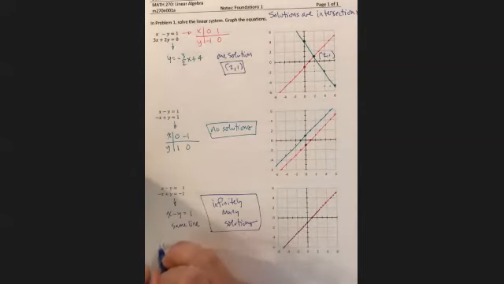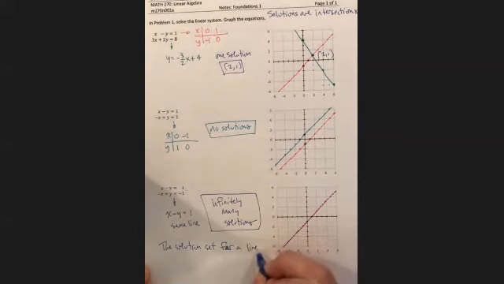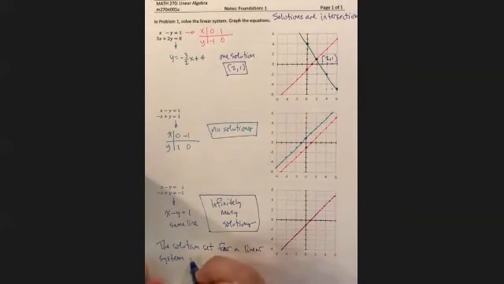The solution set for a linear system will fall into one of these three categories: either one solution, no solutions, or infinitely many solutions.